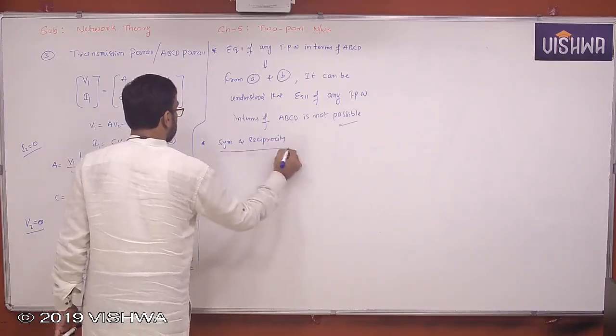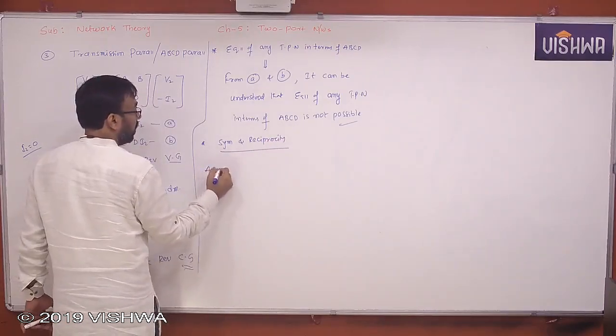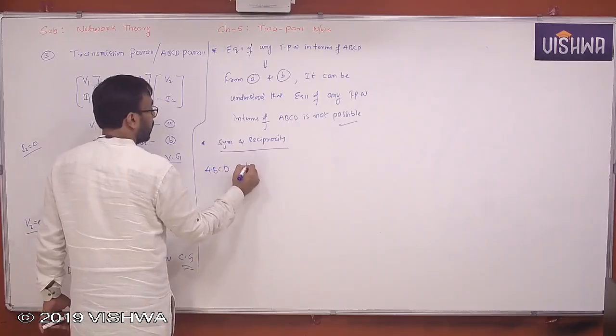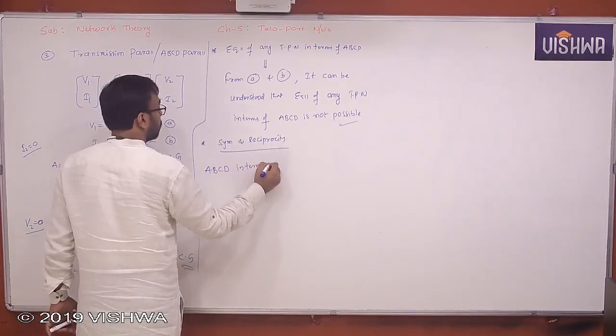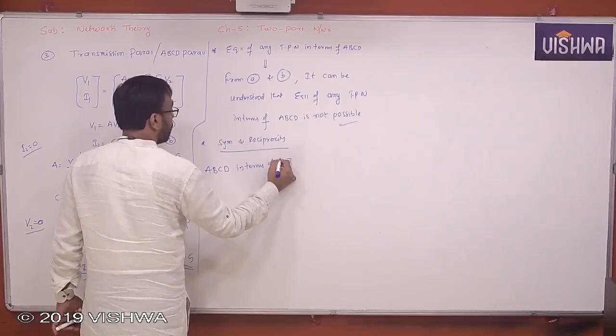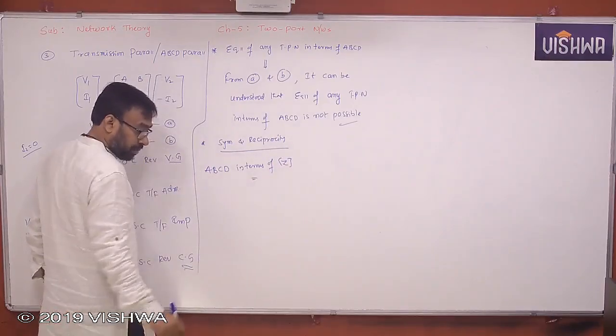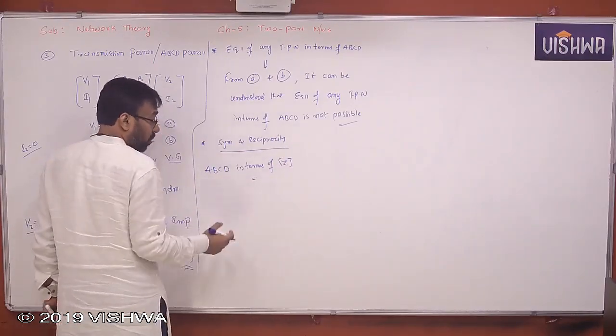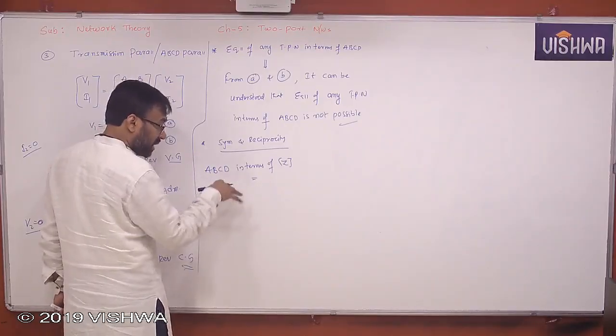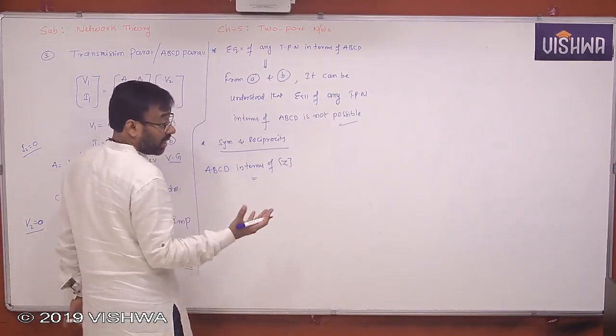For this, ABCD in terms of Z parameters we must calculate. Understand all of you? Okay. This will help you not only in this case, but the same experience will help you in other cases also.